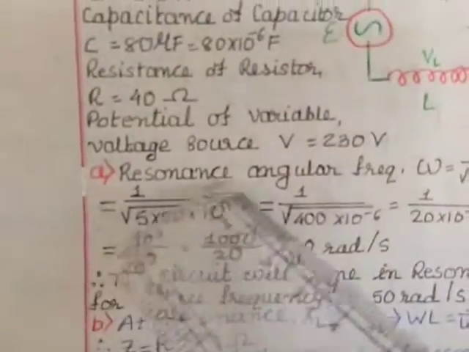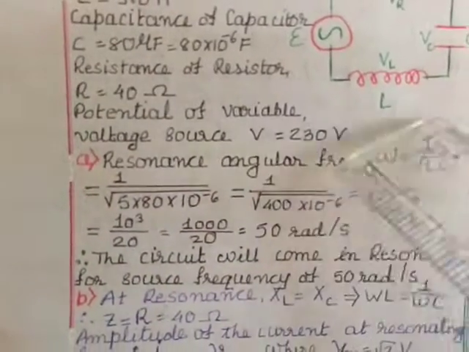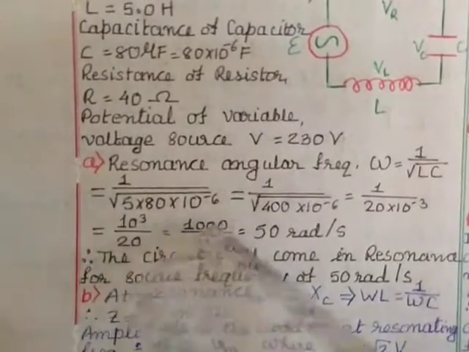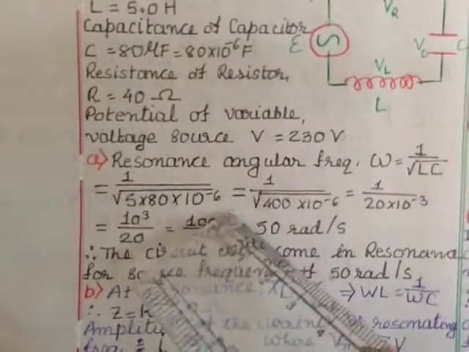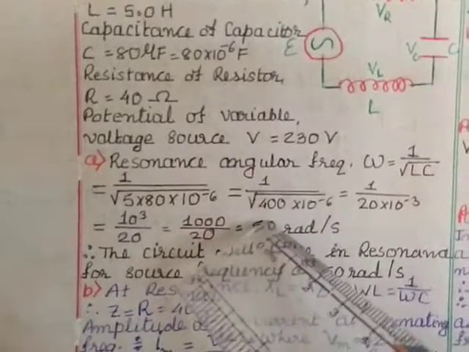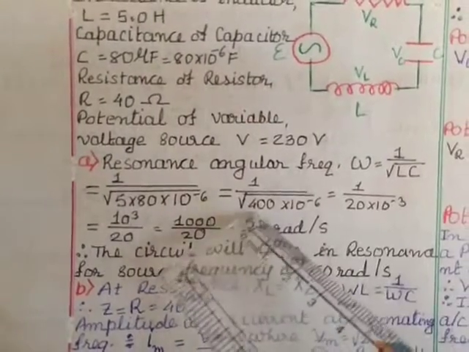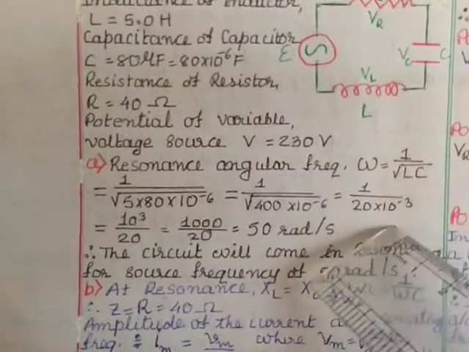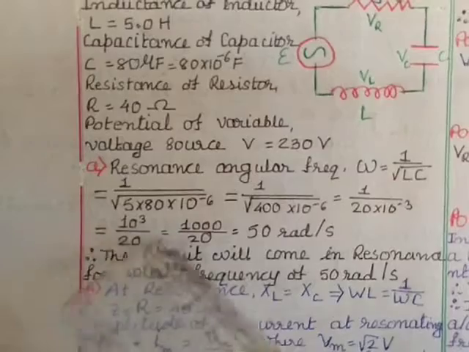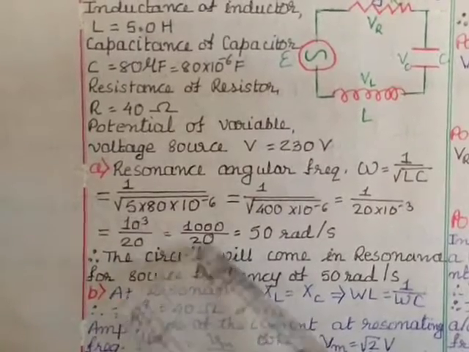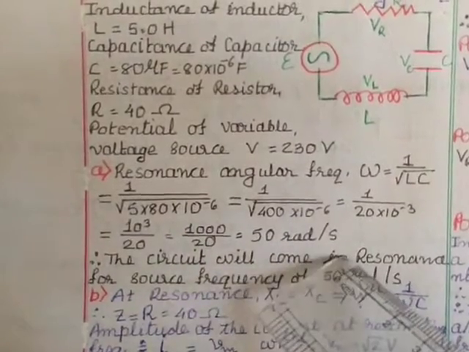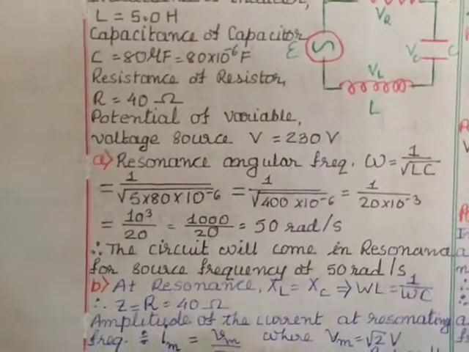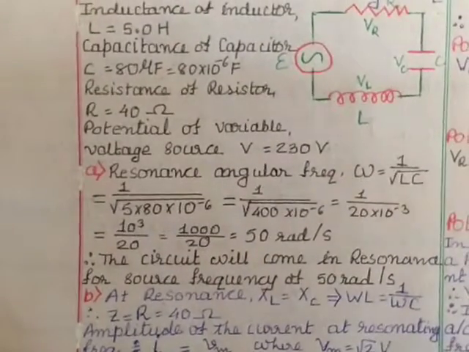Part A. Resonance angular frequency omega is equal to 1 upon square root of LC, equal to 1 by square root of L value 5 into C 80 into 10 to the power minus 6, equal to 1 divided by square root of 400 into 10 to the power minus 6. Square root of 400 is 20 and square root of 10 to the power minus 6 is 10 to the power minus 3. Taking this in the numerator, 10 power 3 becomes positive and it becomes 1000 by 20. If you divide, you get 50 radian per second. Therefore, the circuit will come in resonance for the source frequency of 50 radian per second.